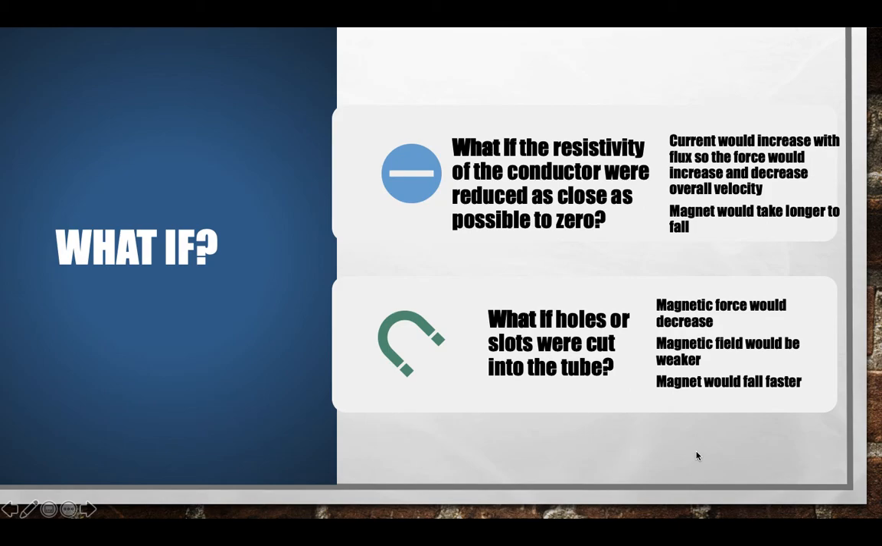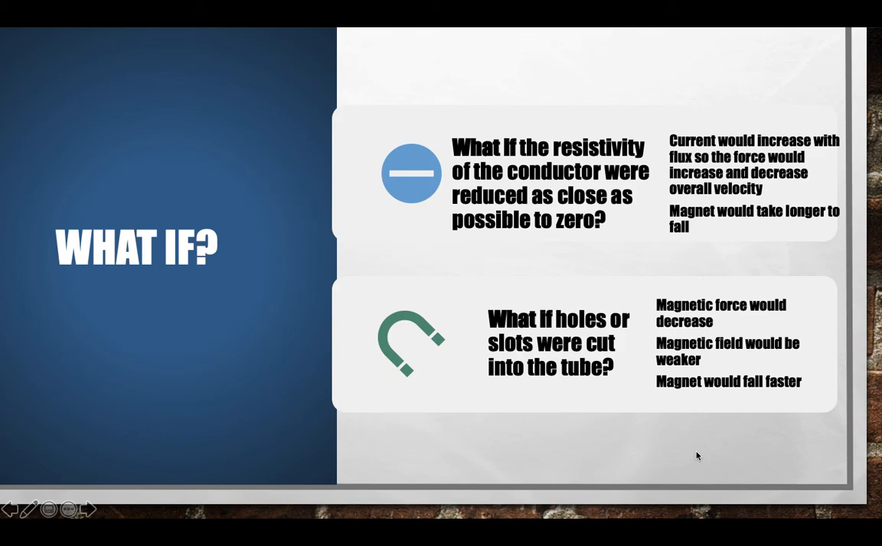What if the resistivity of the conductor were reduced to as close as possible to 0? If this happened, the current would increase with flux, so the force would increase and decrease overall velocity. If we increase the force and decrease overall velocity, that means that it would take the magnet longer to fall.